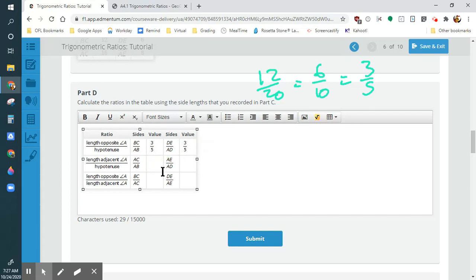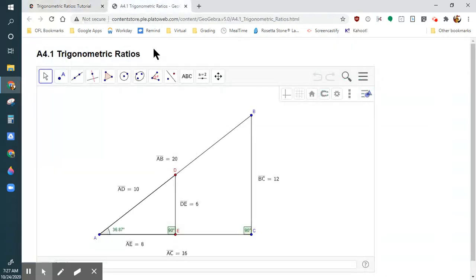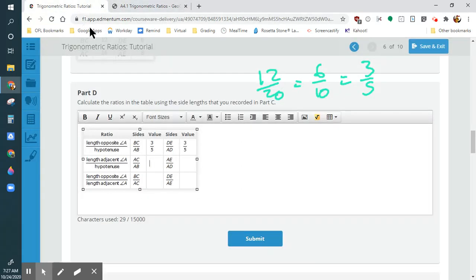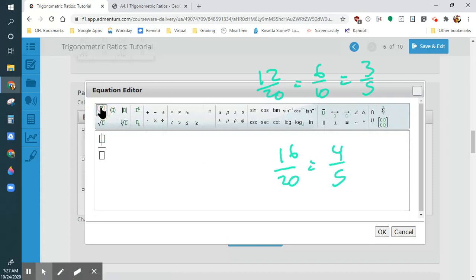All right, and now we're going to do AC and AB. So we're going to do 16 over 20. Let me grab my stylus here. 16 over 20, I get 4 over 5. I'm just dividing by 4 straight off the back this time. So I get 4 over 5. Again, I'm going to go to my equation editor, make it a fraction, do 4, use the down arrow, put in the 5.